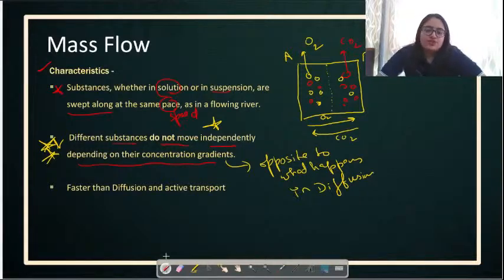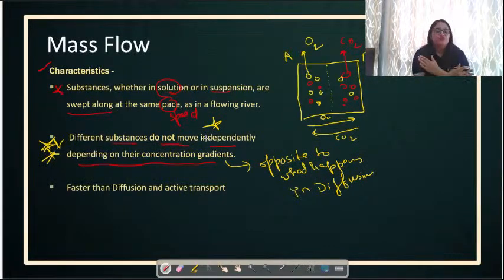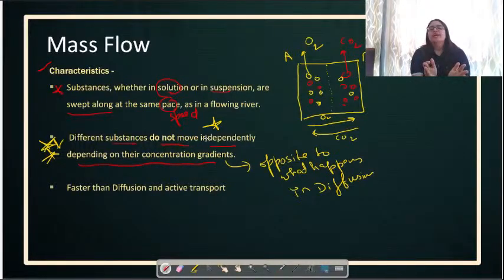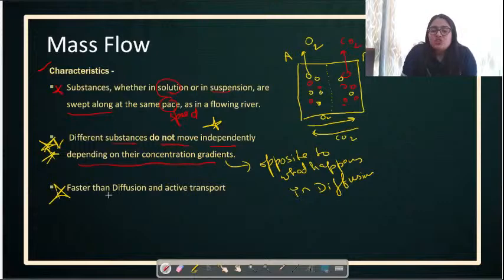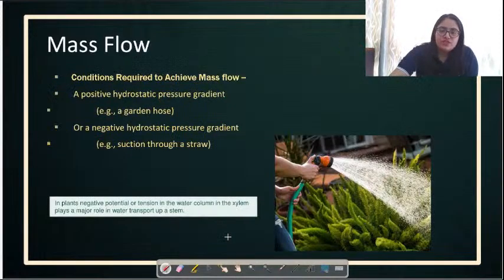So students, I want you to give me a thumbs up if this line is clear to all of you, because this is very, very important: substances in a mass flow do not move independently according to their concentration gradient. All the substances in a mass flow will be swept and will move together with the same speed, right? And this mass flow is actually faster than diffusion and active transport, and this is the property that we actually require in a mass flow. Not to forget that, because diffusion and active transport were really slow, right? So let us see what we need to discuss next.